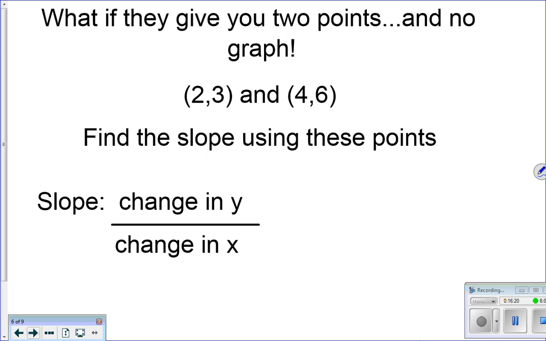2, 3, and 4, 6. Make sure you get them written down in your notebook. So you're going to want to know how to do this.